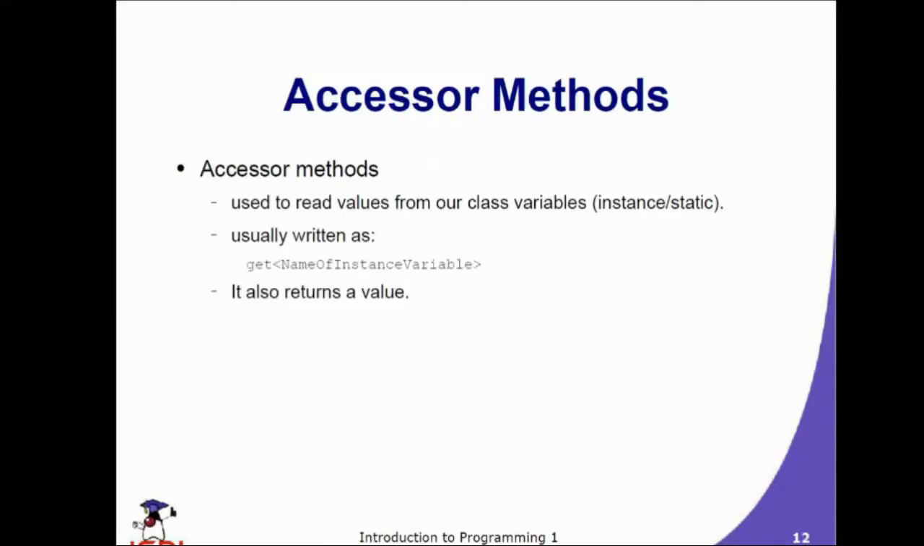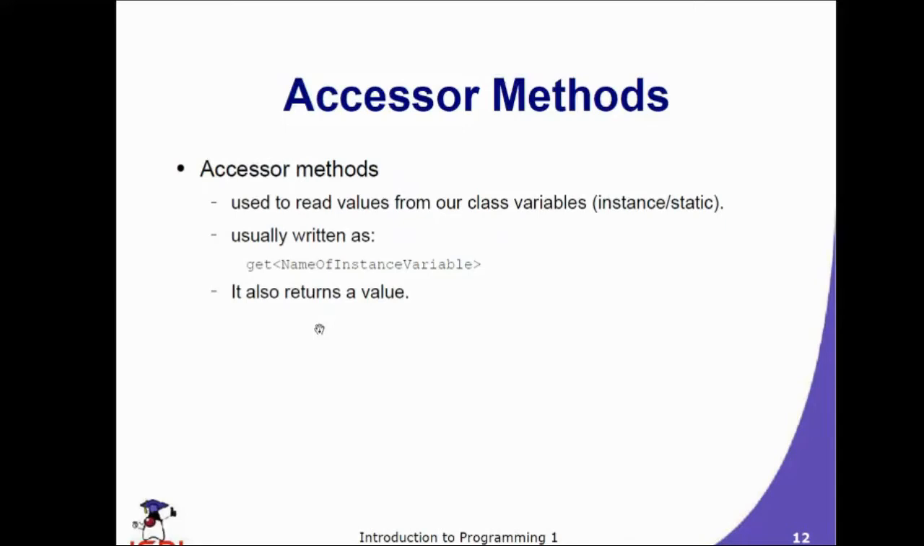So we have two types of methods. We have accessor methods and we also have mutator methods. Let's start with the accessor method. The accessor is used to read values from our class variables, instance or static. And it is usually written using the get prefix.